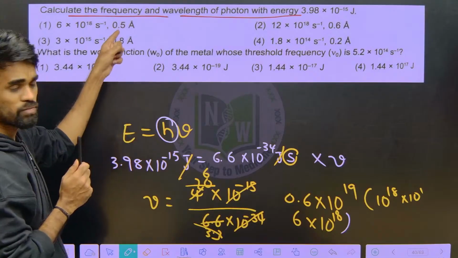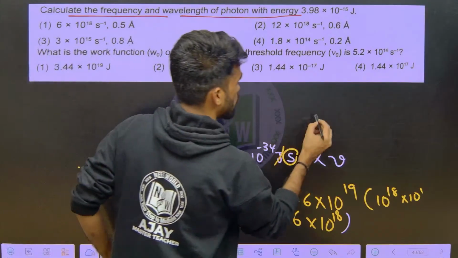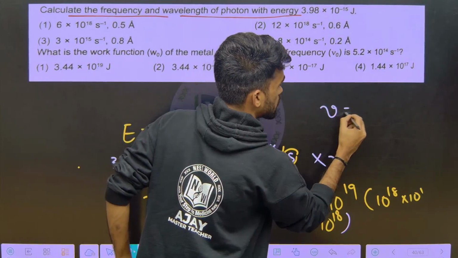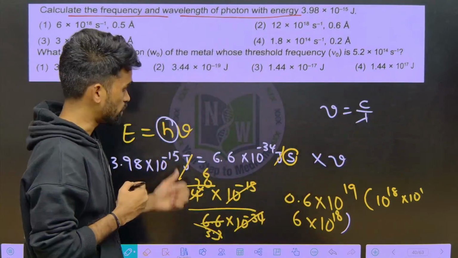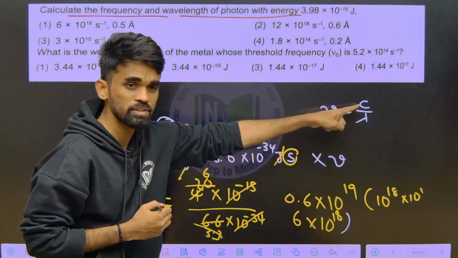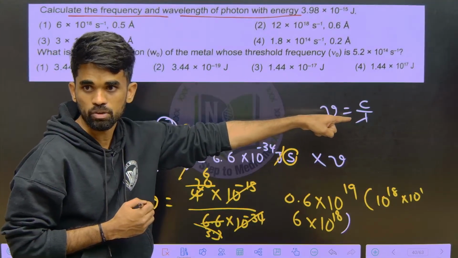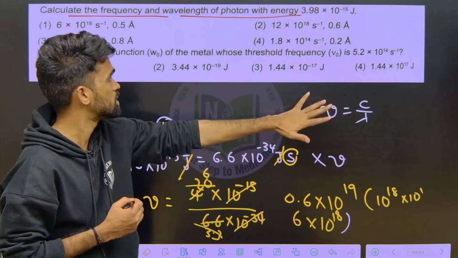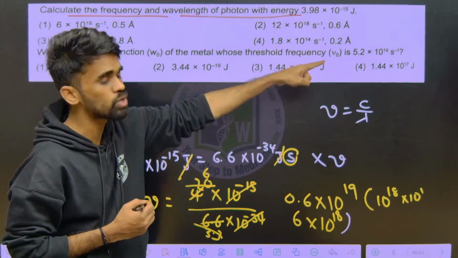You can also verify its wavelength. What is the wavelength formula? Frequency equals C by lambda. So we got the frequency, you know the C value, find the lambda value out of it. Clear now? Very basic. Again, threshold frequency nu naught is given.